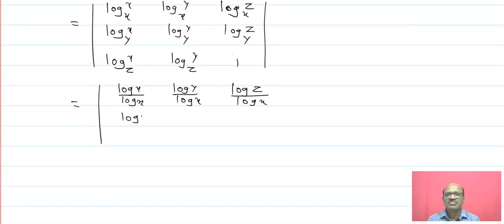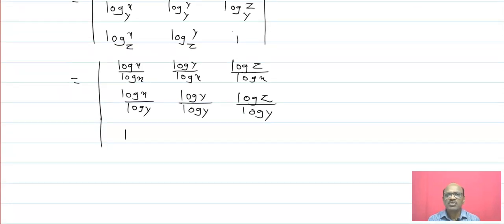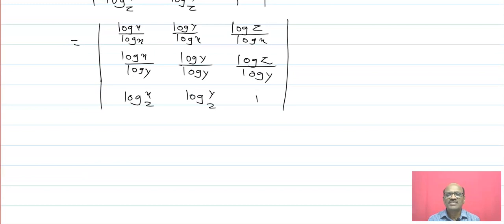Now I am changing the base, that is, log of x upon log of x, log of y upon log of x, log of z upon log of x, and the second row is log of x upon log of y, log of y upon log of y, log of z upon log of y. And I keep the third row as it is, that is, log of x to the base z, log of y to the base z, and 1. Therefore, from these take common terms.